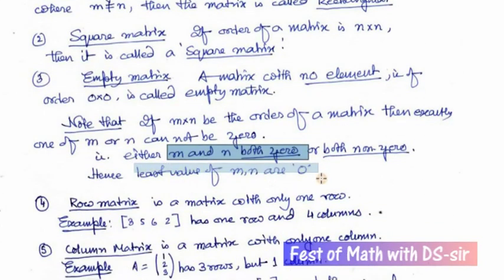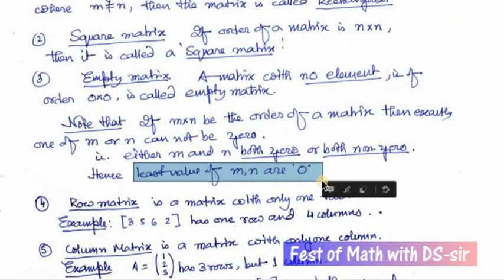Hence, the least values of m and n are 0. If someone asks you, if m by n is the order of a matrix, then what is the least value of m and n? The least value of m and n is 0.